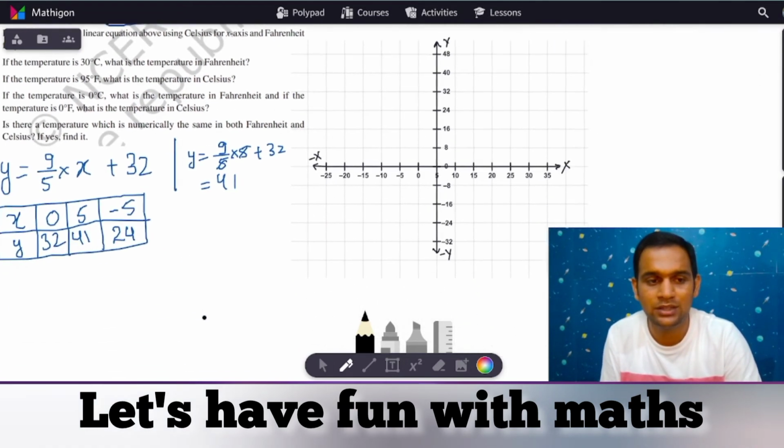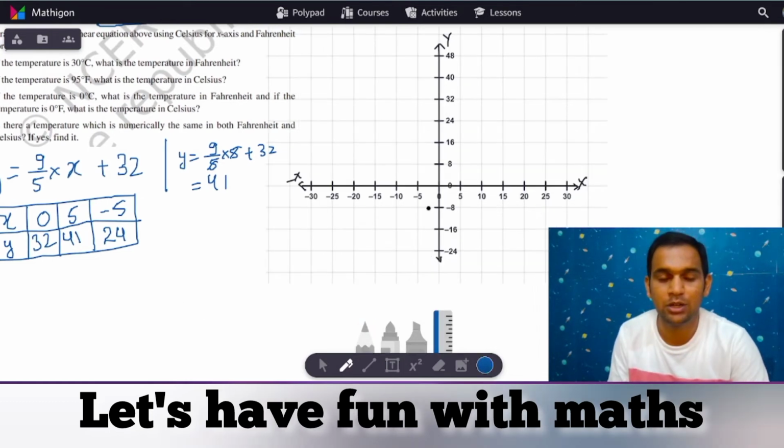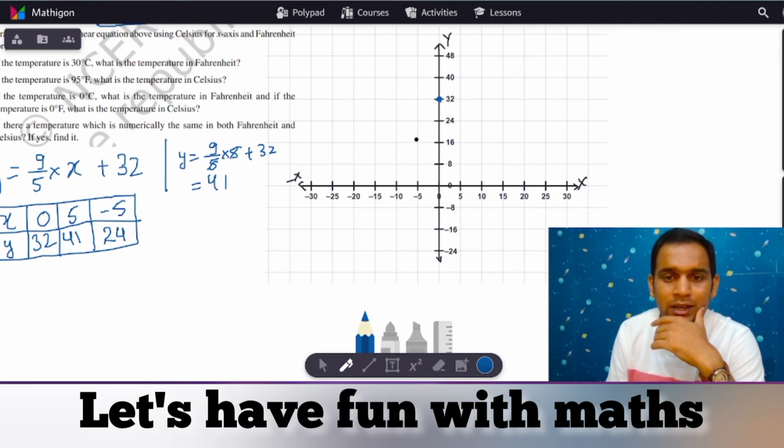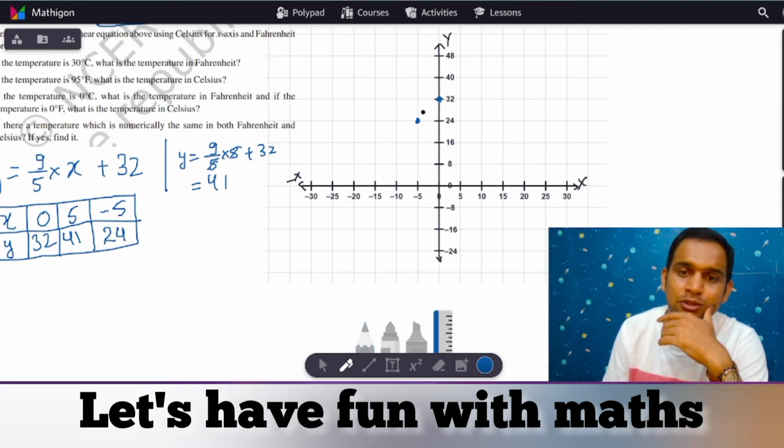Yes, let's try to plot these few points on the graph. Let's convert it into a graph. The x value is 0, and we have to move up to 32. That is our first point, 0 comma 32. The second point is 5 comma 41. 41 is a little difficult to plot, so we will avoid that. Minus 5 comma 24, and here our graph comes. So let's extend this graph with the 2 points, and let's see where we go. Yep, and then our graph goes something like this.